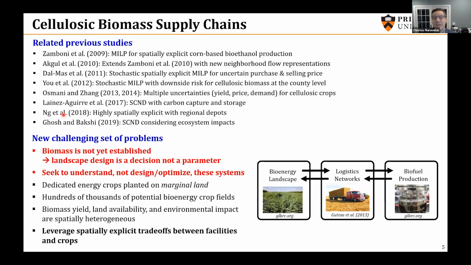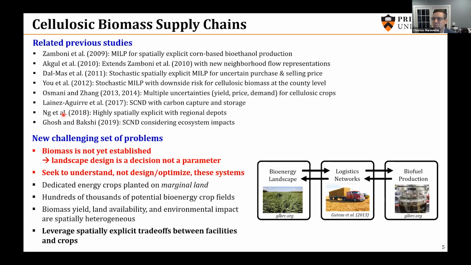Actually, these systems have not been established. It is not clear what lands we should be using, and there are many different definitions of these marginal lands. And we are not at the stage where we want to design. So we want to develop these models not to make decisions, but to understand.